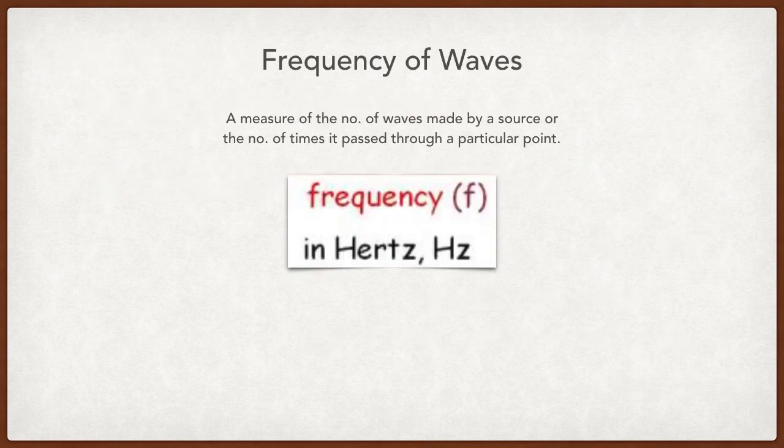Up next, it is essential to understand the frequency of waves. The frequency of a wave is a measure of the number of waves made by a source each second, or the number of waves that pass through a particular point in the medium each second. The SI unit of frequency is the hertz.